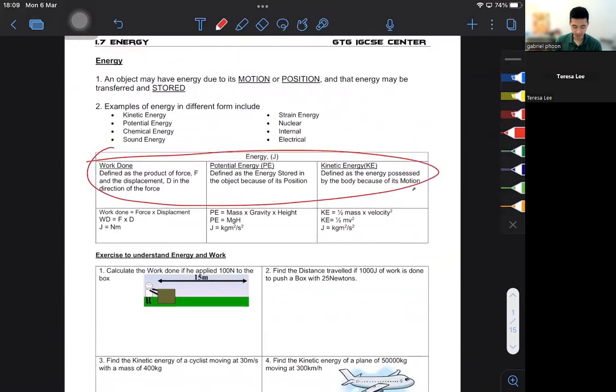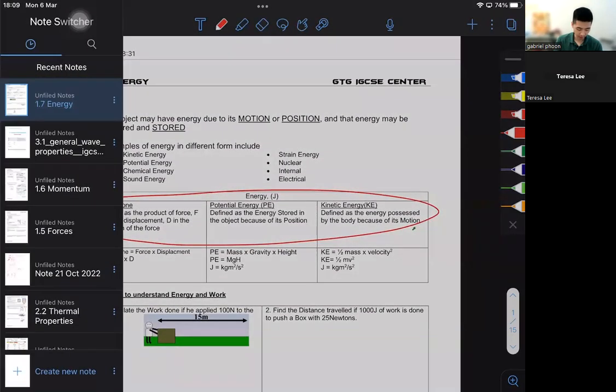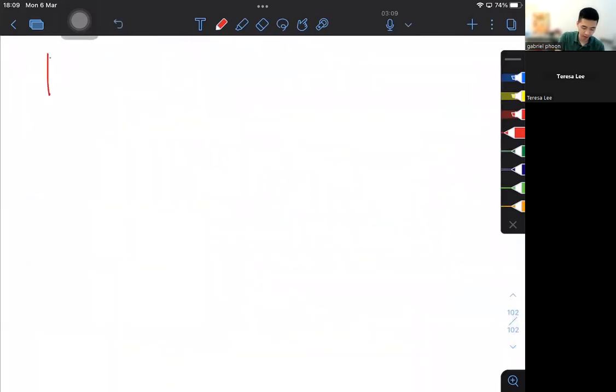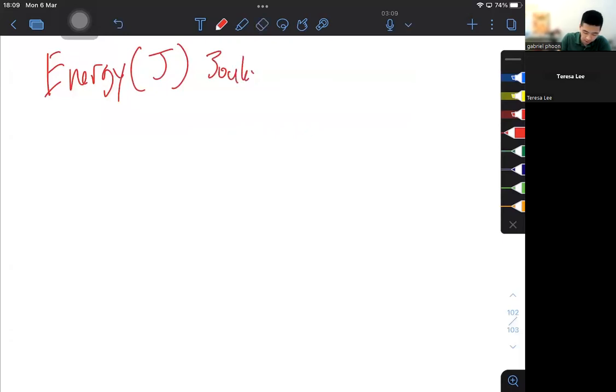Okay, guys, let's begin with today's chapter. First and foremost, in this energy chapter, energy must be measured in joules, which has the unit J. Joules is the unit to measure energy. Now, in your syllabus, there are only three main forms of energy that you must know with calculation. The first one is known as work done.